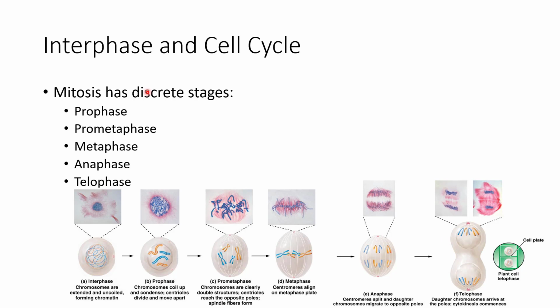Mitosis itself has 5 discrete stages. Those stages are prophase, prometaphase, metaphase, anaphase, and telophase. Okay, you're responsible for knowing and being able to identify those stages from images, like what you see here. So we'll go through those real quick.